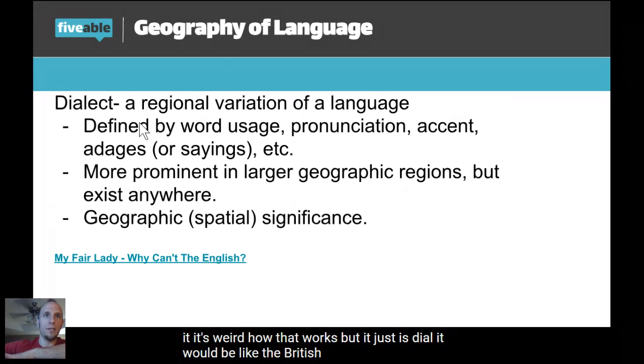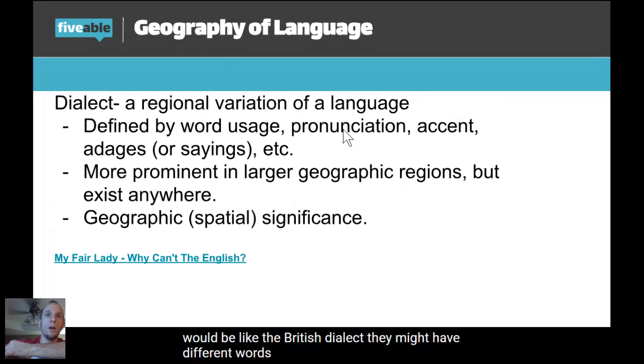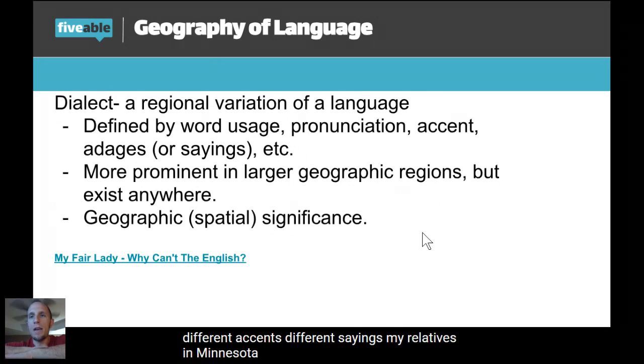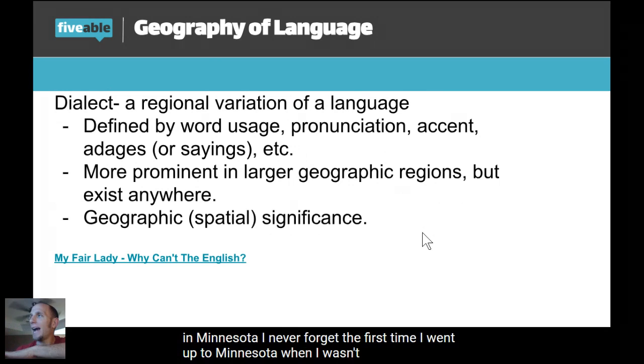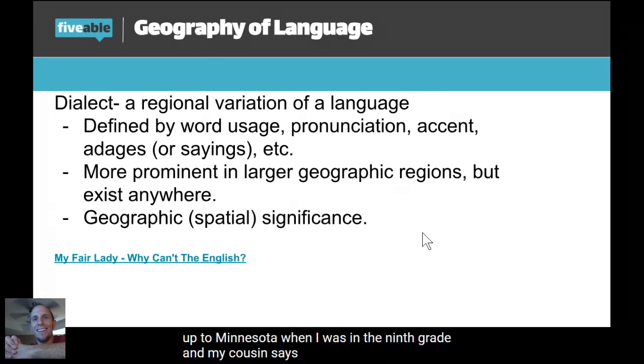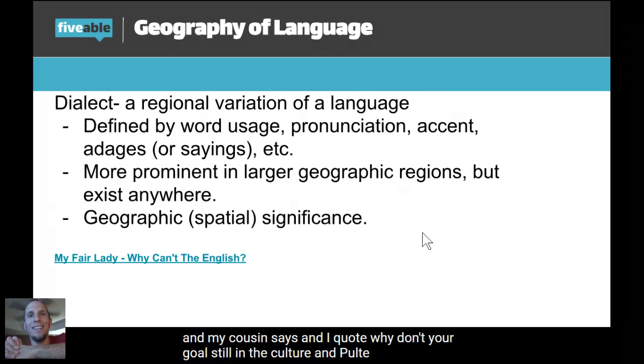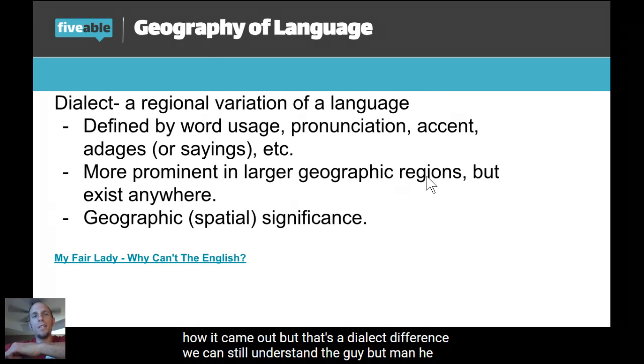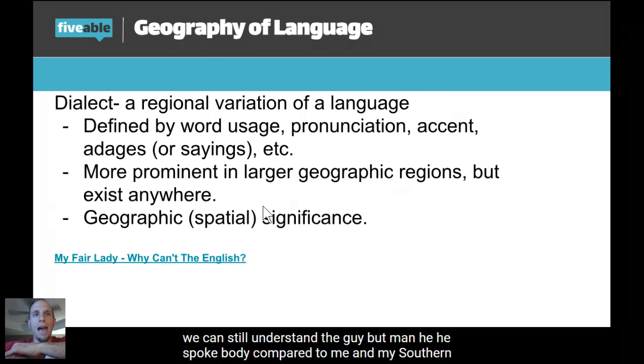Dialect would be like the British dialect. They might have different words or different pronunciation, different accents, different sayings. My relatives in Minnesota, I never forget the first time I went up to Minnesota when I was in the 9th grade, and my cousin says, and I quote, "Why don't you go sit on the couch and pout?" And he said it just like that. And I was like, what? You say for me to go sit on the couch and pout? But he said, sit on the couch and pout. It was hilarious how it came out, but that's a dialect difference. We could still understand the guy, but man, he spoke odd compared to me and my southern accent.